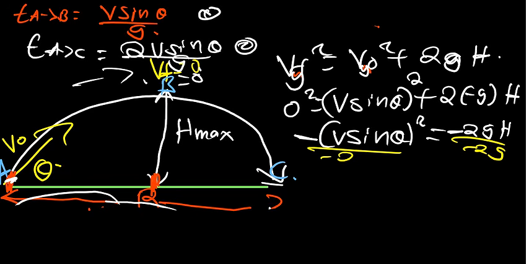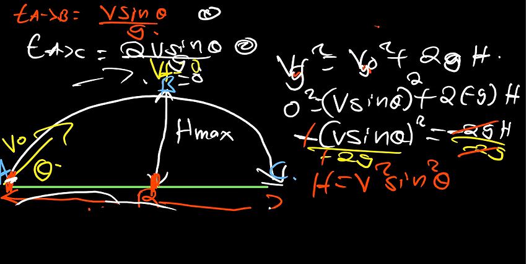Now, as we can see, these two can cancel. Then negative and negative can cancel. We are now remaining with H to be equal to, I can distribute again to put it inside, V squared sine squared theta divided by 2G. So this is the formula. Now we don't square the theta, we only square the sine. That's the principle which is there. We don't square the angle.